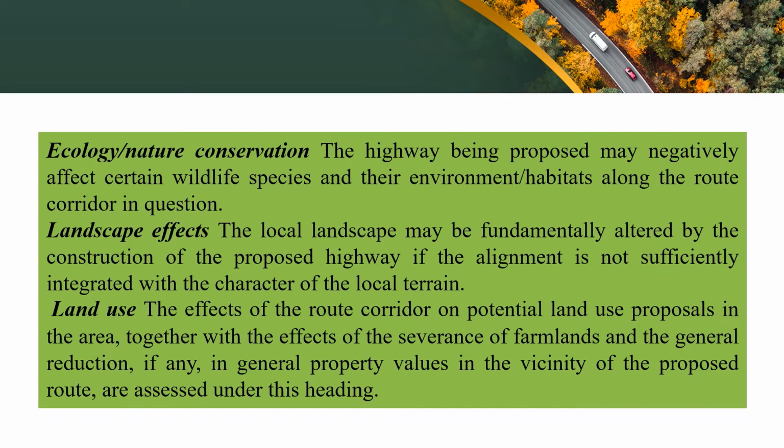Ecology or nature conservation. The highway being proposed may negatively affect certain wildlife species and their environment or habitat along the route corridor in question. Habitat may be lost, animals killed, and flora or fauna may be adversely affected by vehicle emissions. Landscape effects. The local landscape may be fundamentally altered by the construction of the proposed highway if the alignment is not sufficiently integrated with the character of the local terrain.